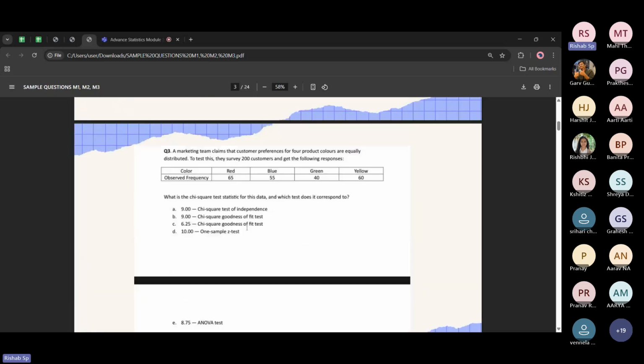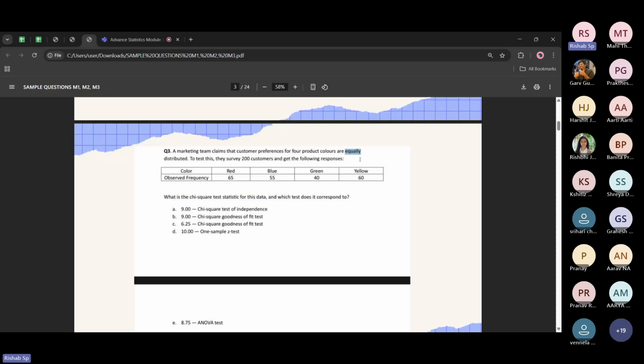Next question. A marketing team claimed that customer preferences for 4 product colors are equally distributed. To test this, they survey 200 customers and get the following responses. What is the chi-square test for this data and which data does this correspond to? This term is important. It is equally distributed, right? So we have to find the chi-square test for this data.